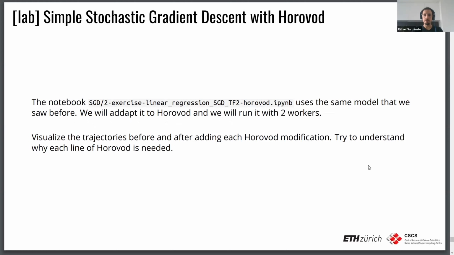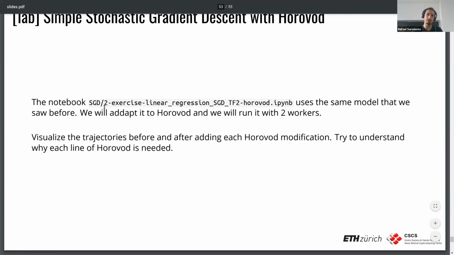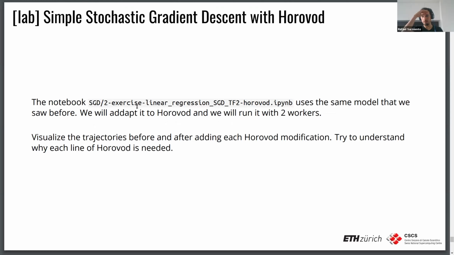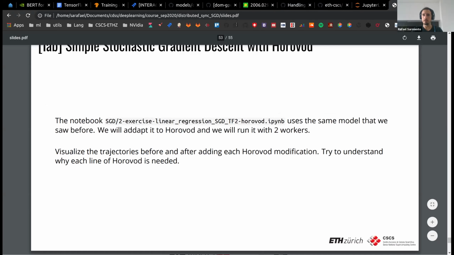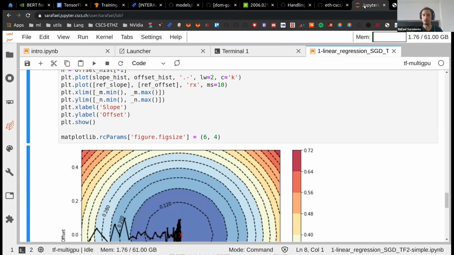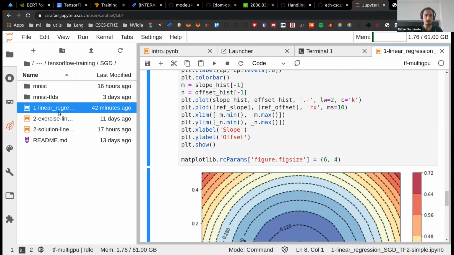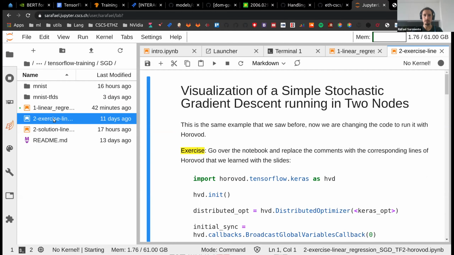So now after all this, we're going to play with what we learned. We go back to the notebook. It's the same notebook, but open the stochastic DSM 2 exercise. Same thing as before, but it's set up as an exercise, so you add all the Horovod things. So we come here, exercise.